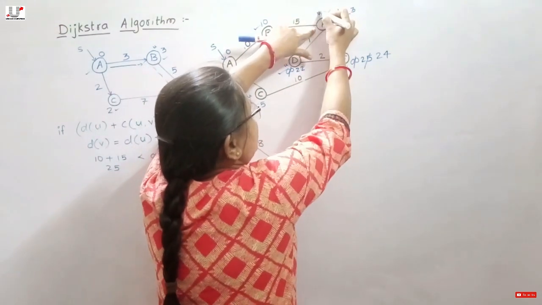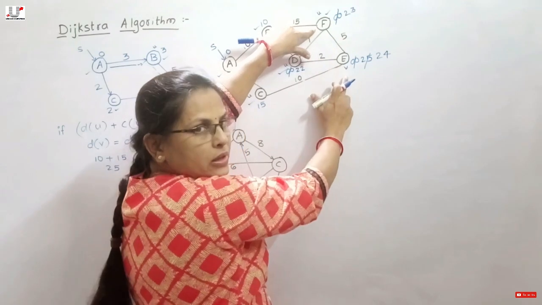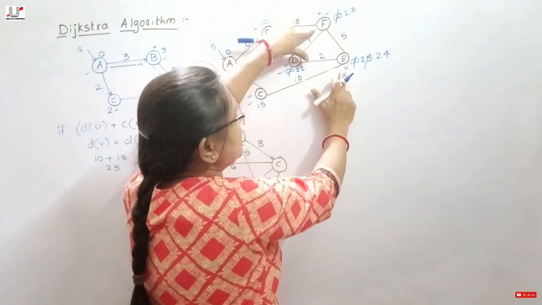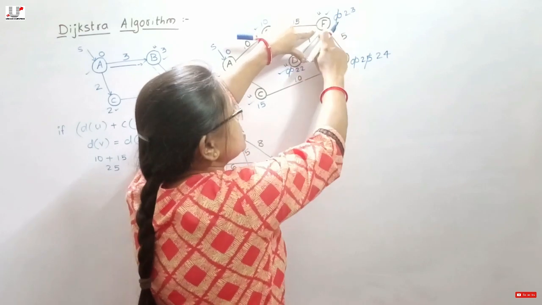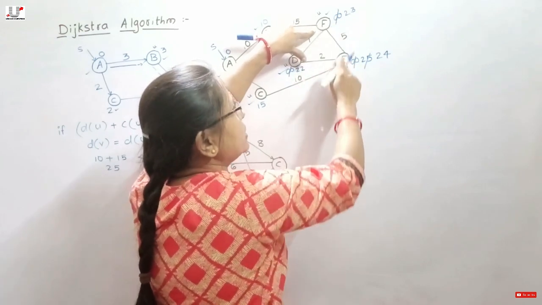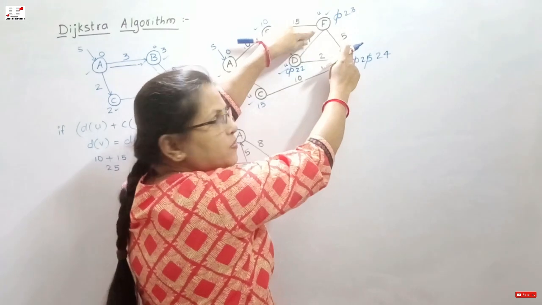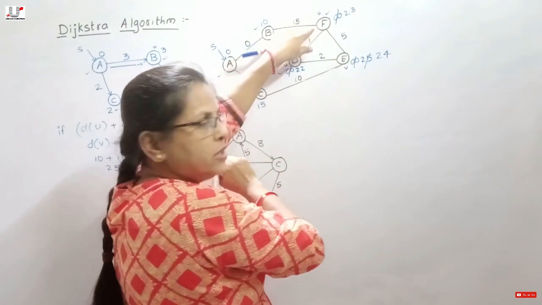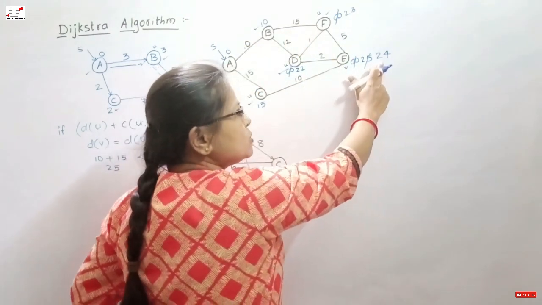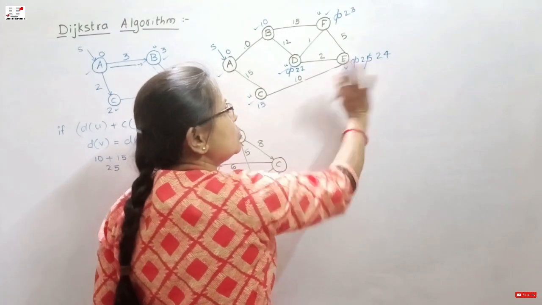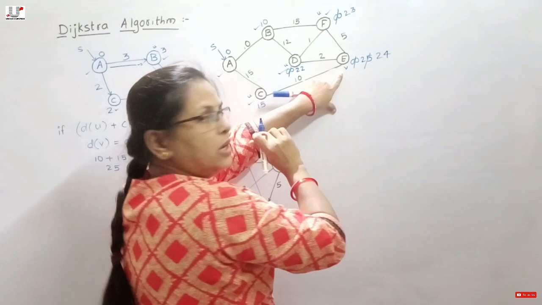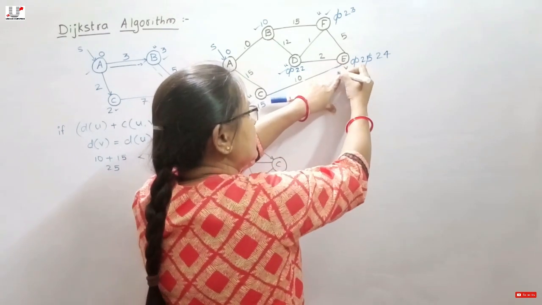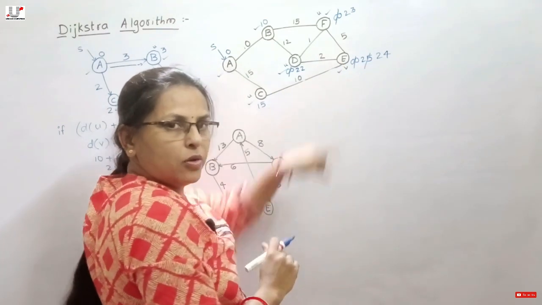So mark F as U and E as V. Then the distance of U plus the cost of UV, 23 plus 5, gives 28, but 28 is not smaller than 24, so leave it. Then the only remaining vertex is E with 24, so mark it as visited.